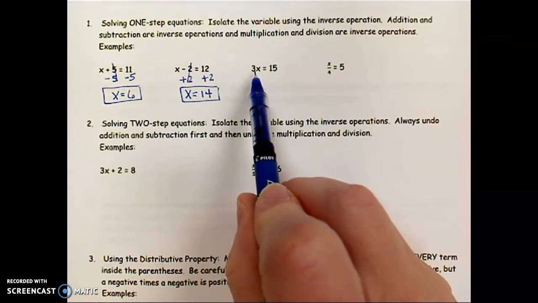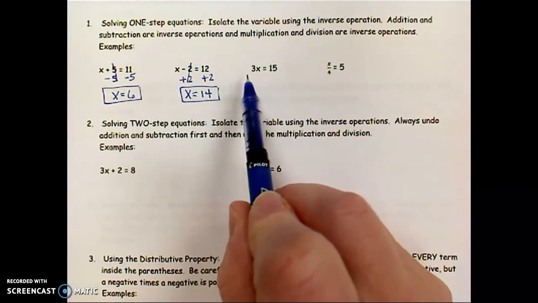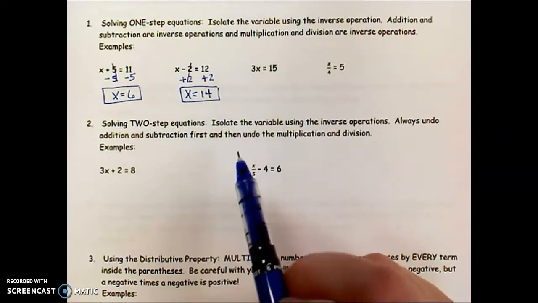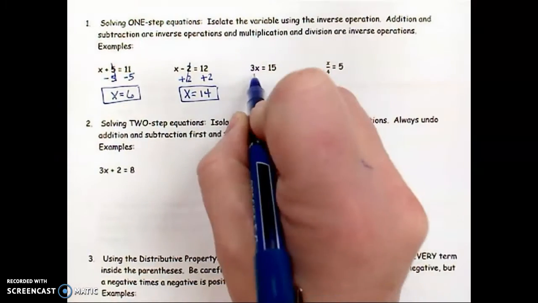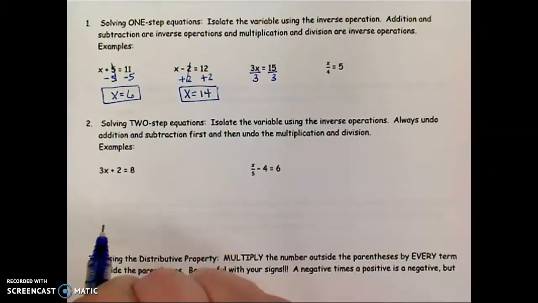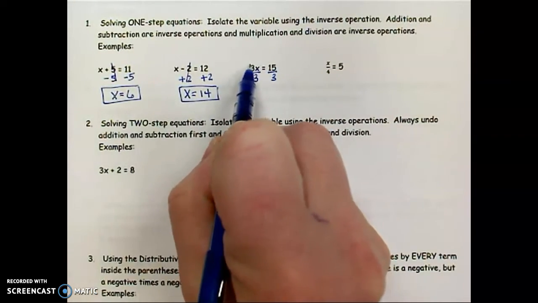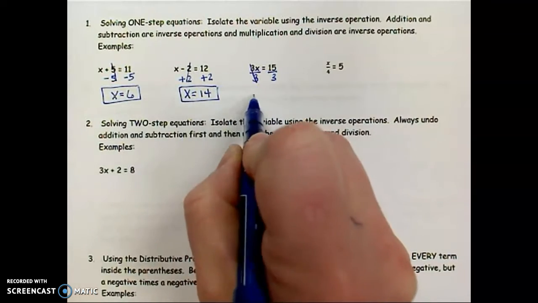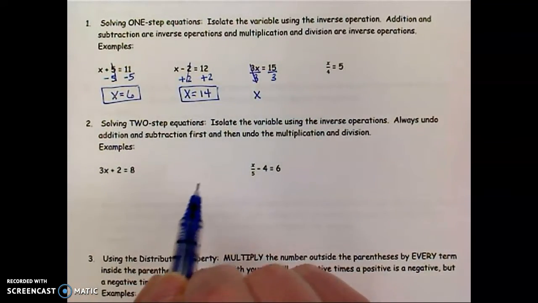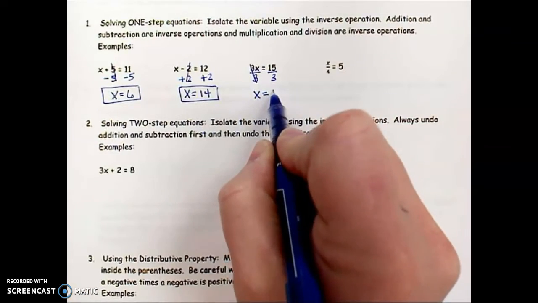When you have a number beside a variable like 3x, that means multiplication is occurring. That means 3 times x. So to undo multiplication, we're going to use division. So we're going to divide by 3, and again, we must do so on the other side as well. So 3 divided by 3 is 1, so those cancel, leaving me with 1x, which is the same thing as just x. And 15 divided by 3 is 5.